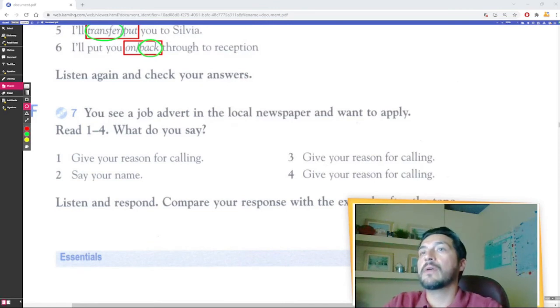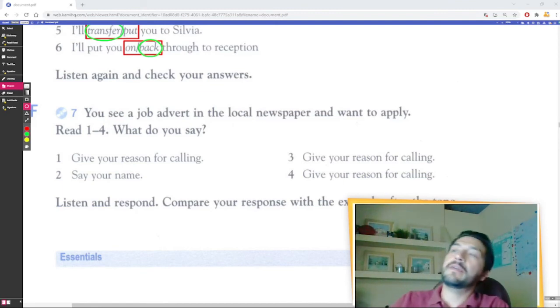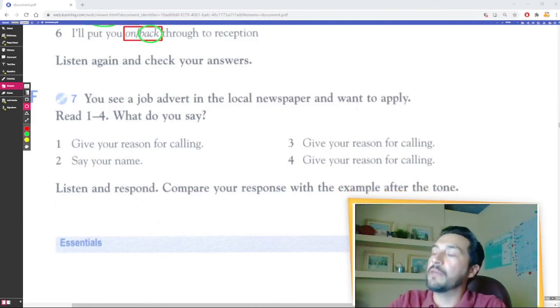Exercise F, imagine that you see an advertisement in the local newspaper and you want to apply for a job. Read 1 through 4 and what do you say? So, number 1, you have to give your reason for calling. Number 2, say your name. Number three, give your reason for calling. And number four, give your reason for calling.